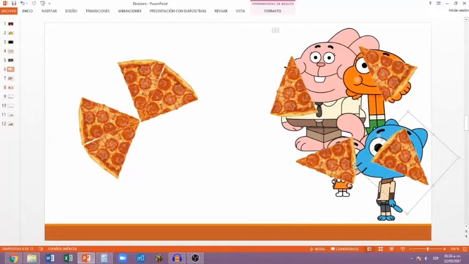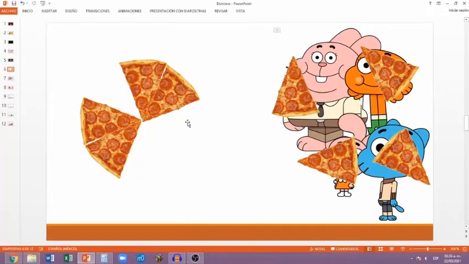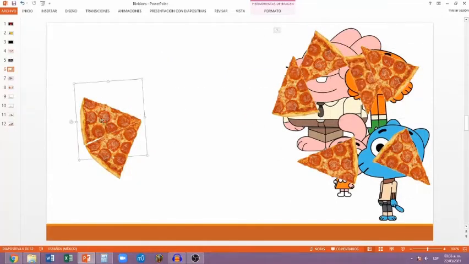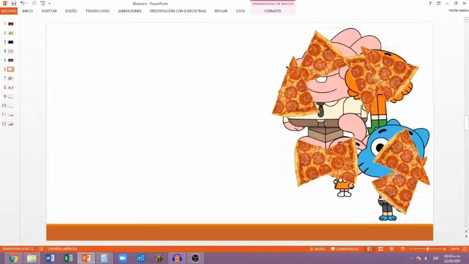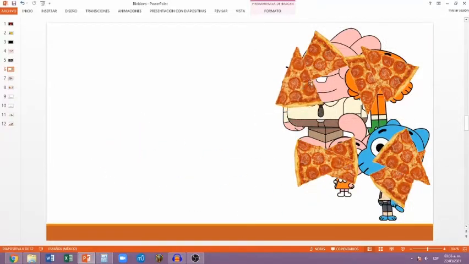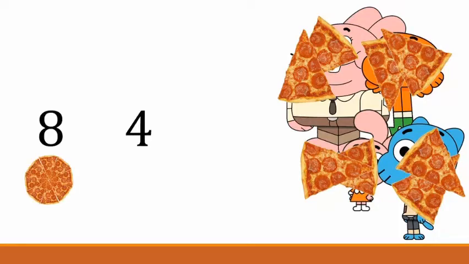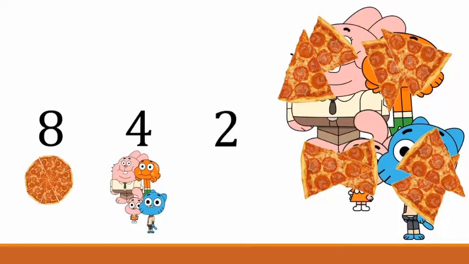Then you are going to discover that there are 4 slices more, so you can continue with the same procedure. This will be for you, this will be for you, this for you, and this for you. So now if you count the slices of pizza for each one of them, you are going to discover that they have 2 slices. Since we had 8 slices of pizza at the beginning, 4 friends to distribute them, and each one of them got 2 slices, we can conclude that 8 divided by 4 is equal to 2.